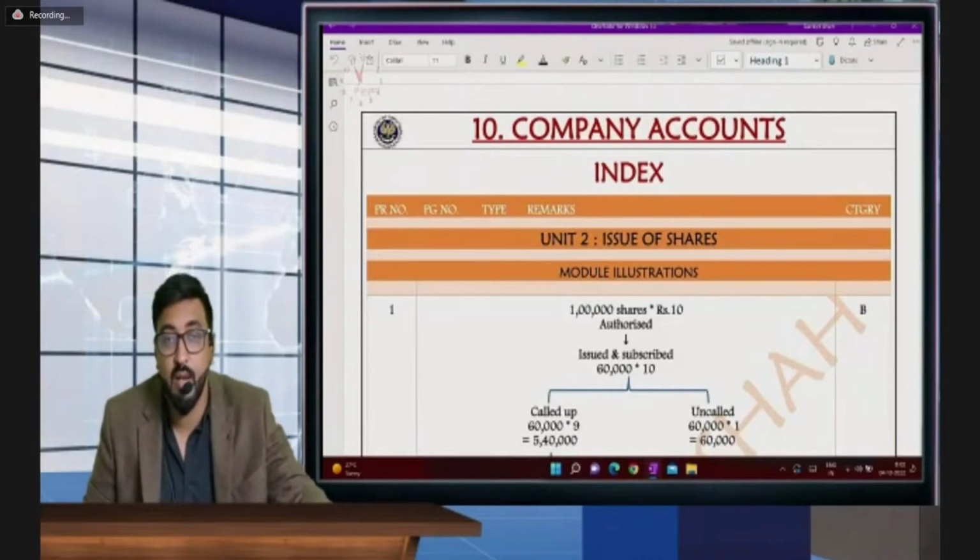In case of modern approach, asset debit balance, liability credit balance, expenses debit balance, income credit balance, and capital account credit balance. Let's understand the concept of company accounts.